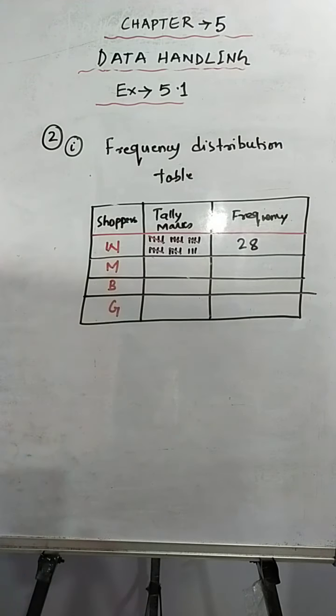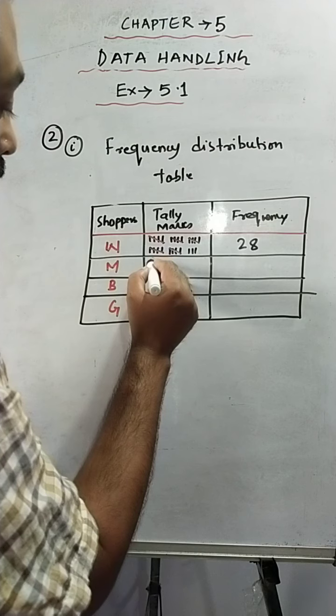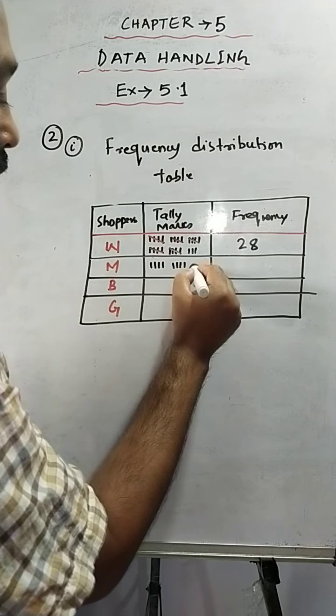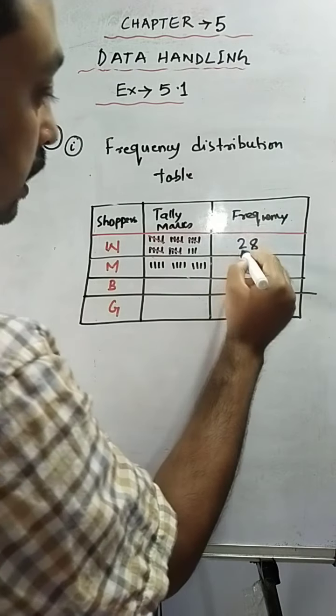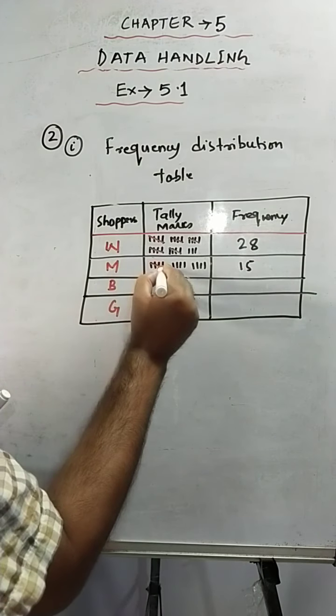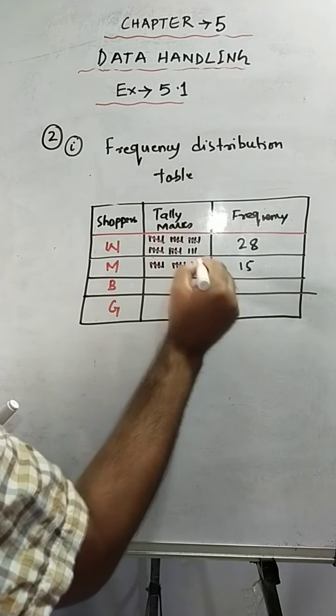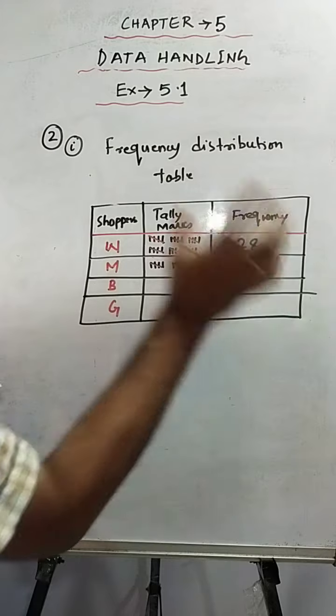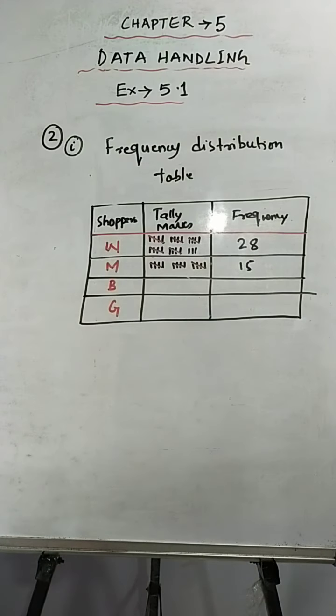Now how many M's are there? If you count carefully, there are 15 M's. So 1, 2, 3, 4, 5. 1, 2, 3, 4, 5. 1, 2, 3, 4, 5. I will draw the line. So there are 3 bunches of 5, which makes 15.